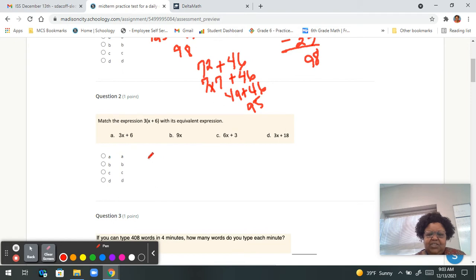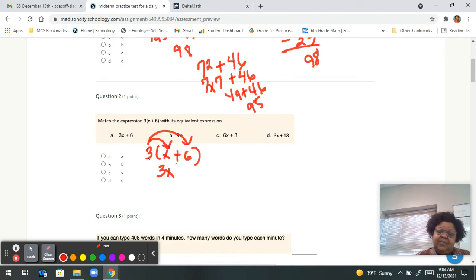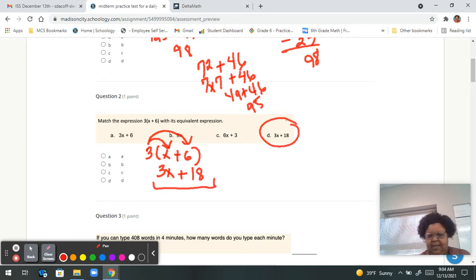Okay, match the expression 3 times the quantity x plus 6 with its equivalent expression. So what you'd have to do is use the distributive property and multiply this out. So this is going to be 3 times x and then 3 times 6. So 3 times x is simply 3x. Remember, a coefficient in front of a variable is multiplication, plus 3 times 6, which is 18. So which one of these expressions looks like that? That would be that one, correct.